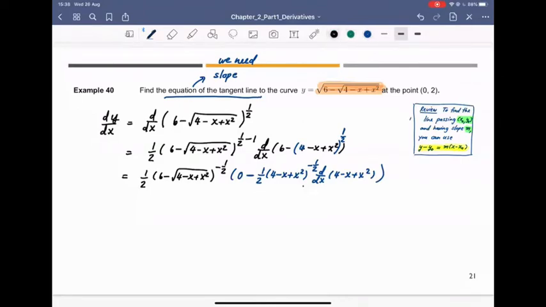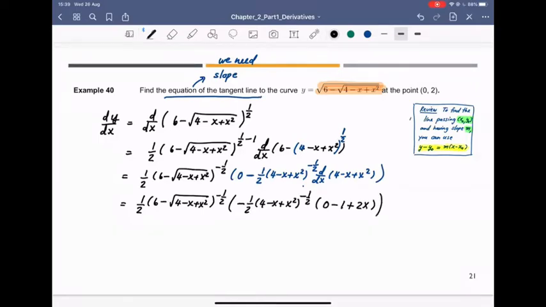And then I have 1/2 times 6 minus square root 4 minus x plus x squared raised to negative 1/2. And then here I have negative 1/2 times 4 minus x plus x squared raised to negative 1/2. And the final thing I have is 0 minus 1 plus 2x.